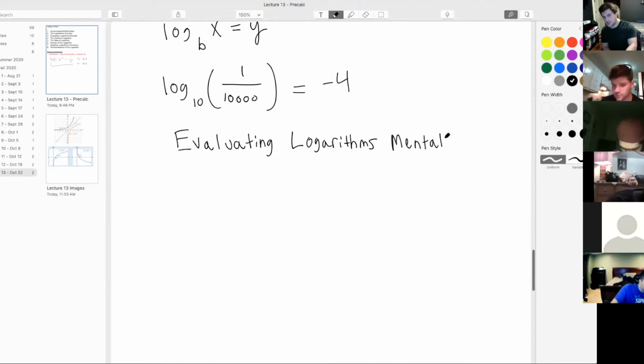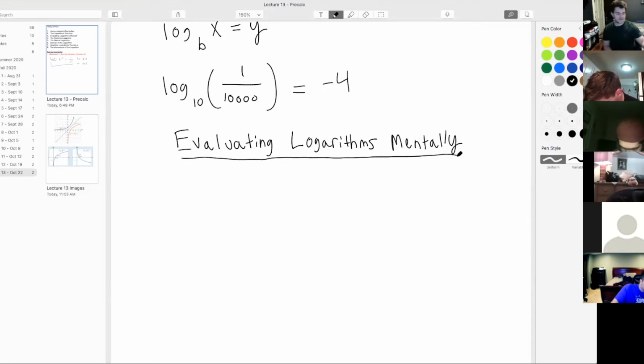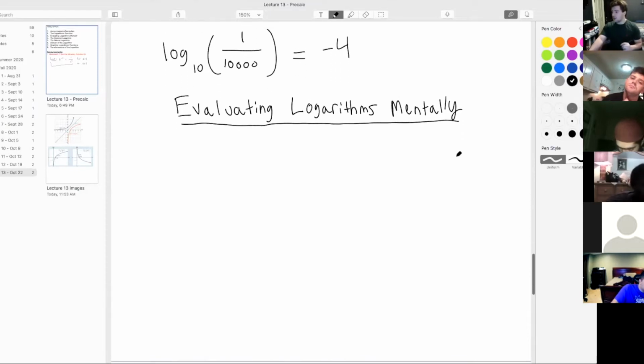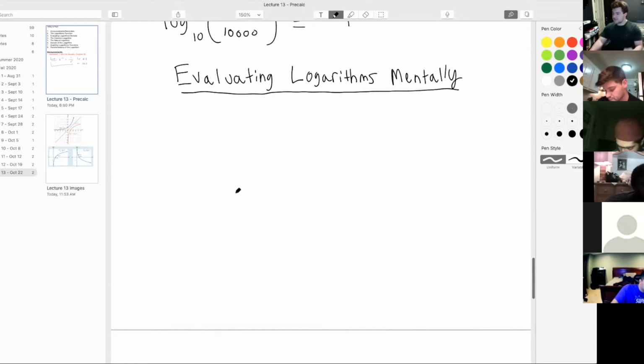So, evaluating logarithms mentally. We don't need a calculator for any of this. The only thing you need a calculator for is that compound interest question on the homework. Everything else, you really shouldn't be using a calculator. Okay, so here we go. I just have to write a little bit and then I'll explain.